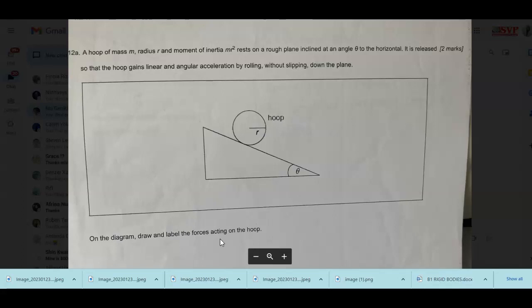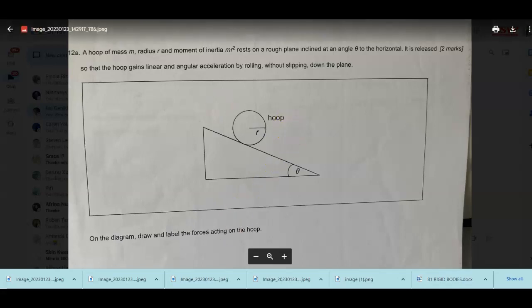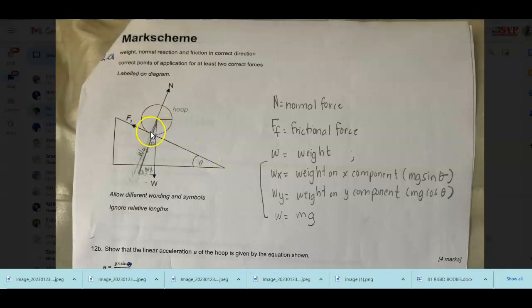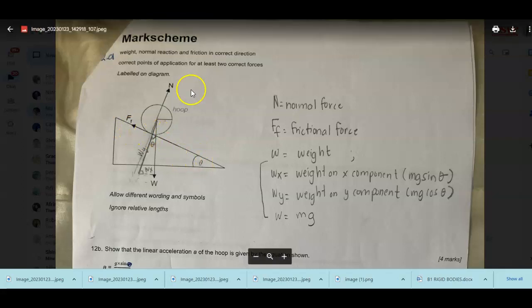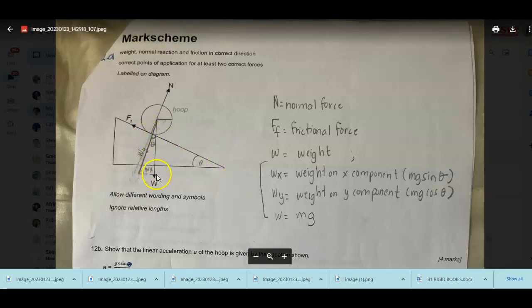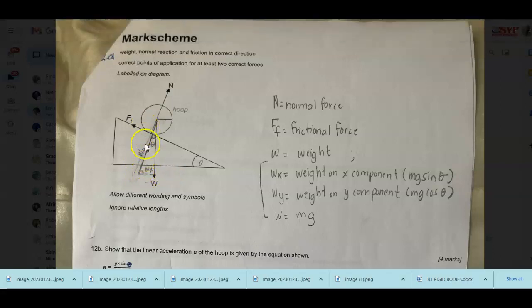Well, going back from our previous discussions about linear mechanics, this is actually very easy. We already know that the forces acting on this hoop are a normal force, which is perpendicular to the inclined plane. We also have weight, and since there is an angle, your weight should have an x component and a y component. We also have frictional force.